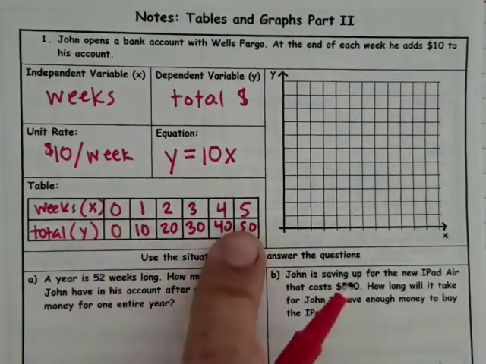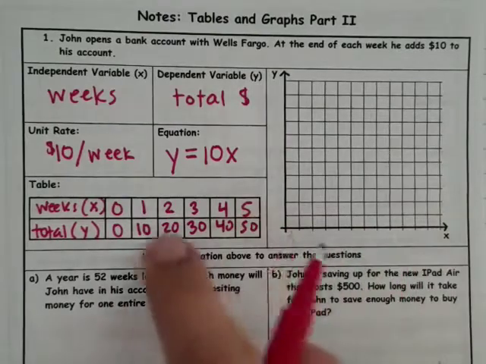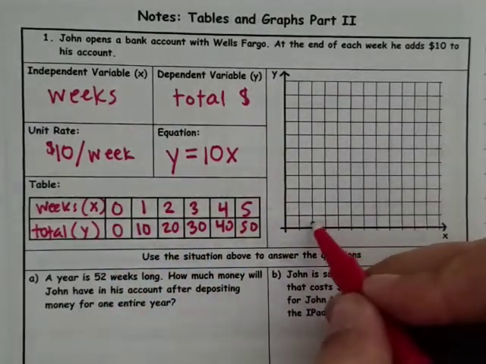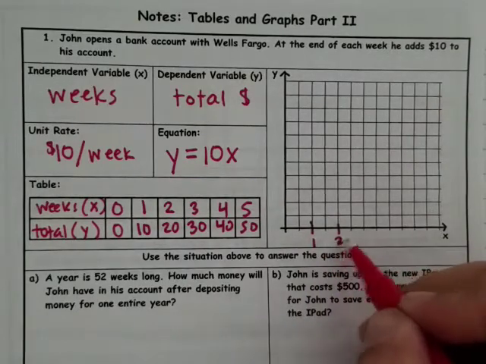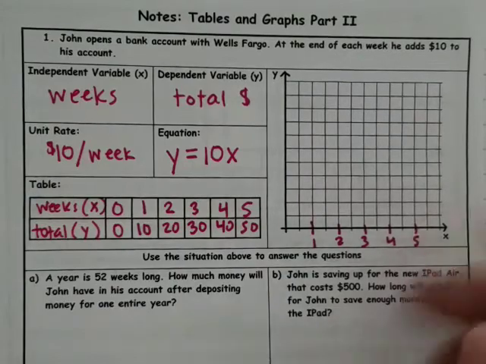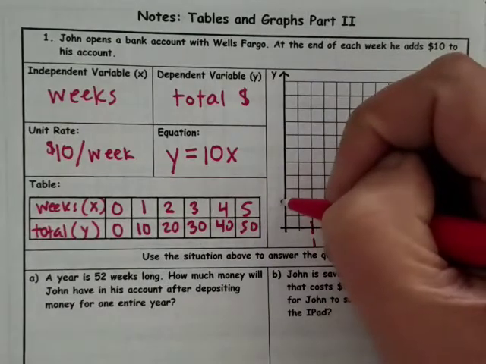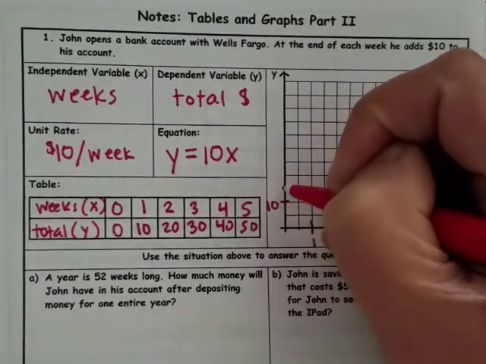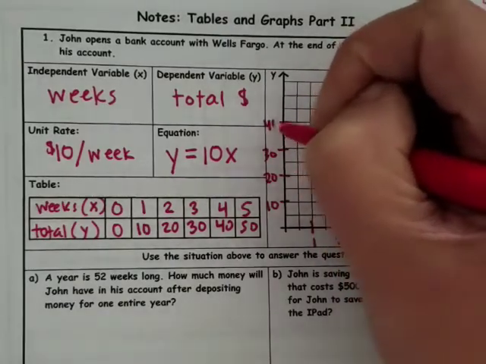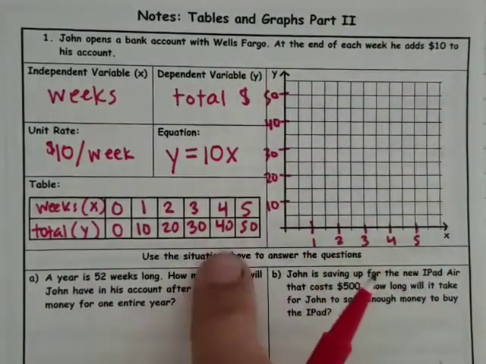So now we can graph the Wells Fargo account by putting it on the x and y axis. We're going to look at our x values. We go up to 5. So down here, we could probably skip every other one and count by ones because we have enough space. And on our y-axis, we go all the way up to 50. So we probably need to count by 5s, and I'm just going to label my 10s. Again, we try to make our axes fit the data that we have.